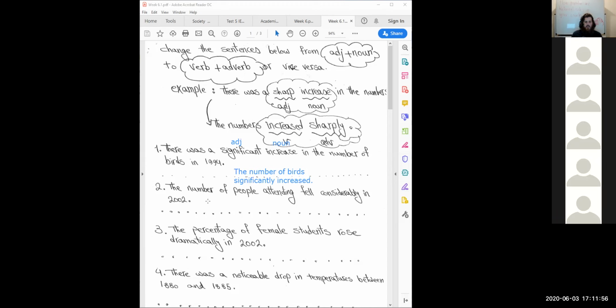Okay, who could tell me this one here, guys? So we've got the number of people attending fell considerably in 2002. Very quickly, what is my main verb in this one that I can change? Maybe you can tell me in the chat box, guys. My main verb, what is my main verb? Attending? Fell is actually the one I'm after there, Epi. The number of people attending is my subject, fell, good.